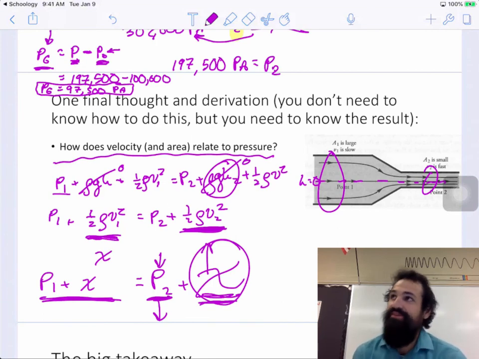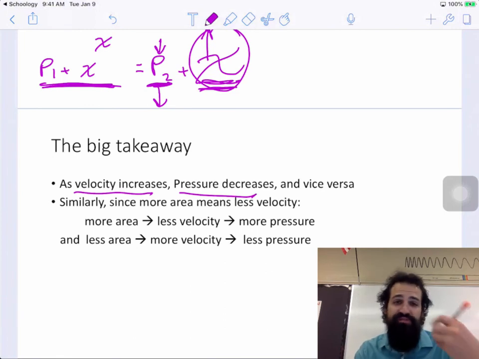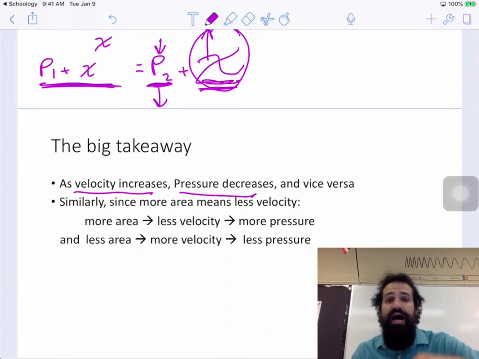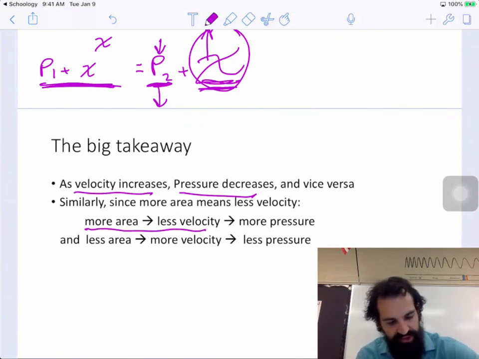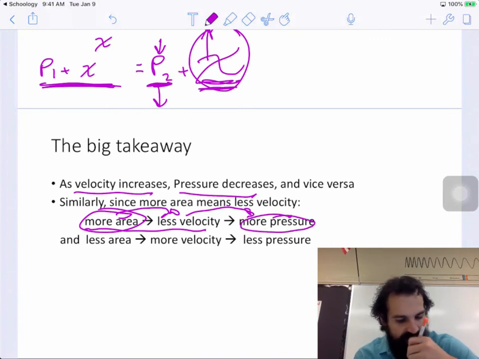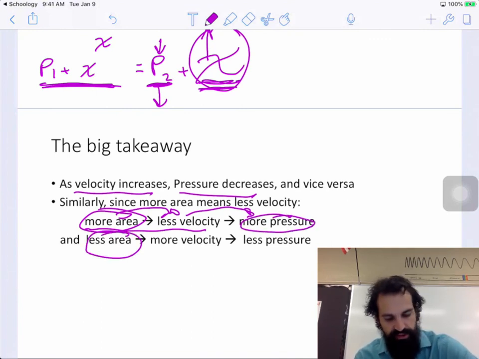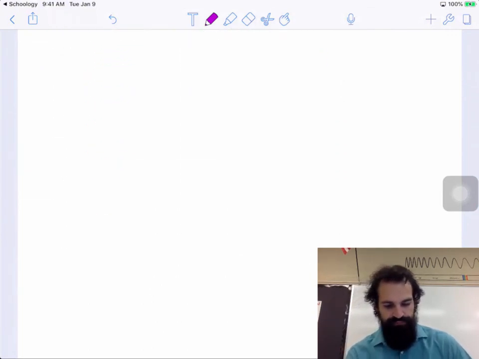which should make that lesson from 9th grade finally all come together as one. So high velocity, low pressure. That's your big takeaway. And similarly, vice versa. Low velocity, high pressure. And with this, you can also make the extrapolation that more area is going to mean less velocity, and less velocity means more pressure. So a larger pipe is going to have more pressure. A smaller pipe is going to have less pressure. And that works as a general rule.